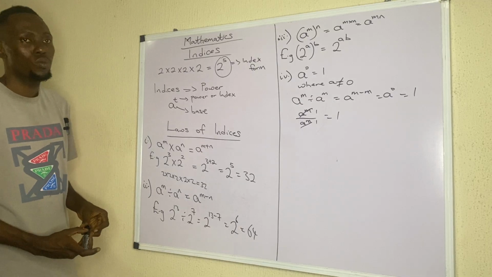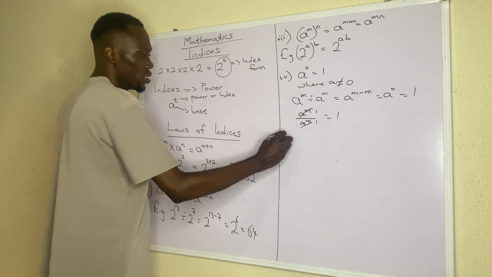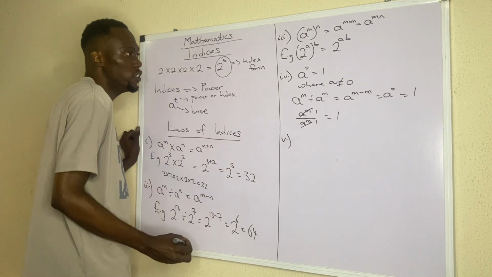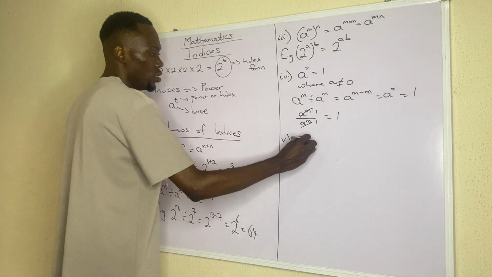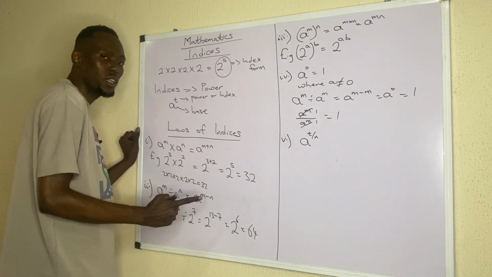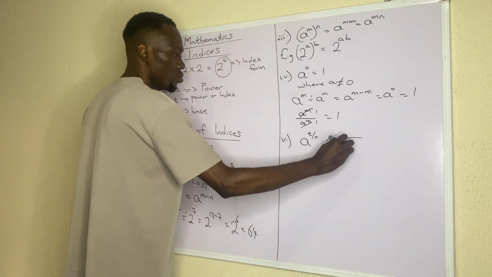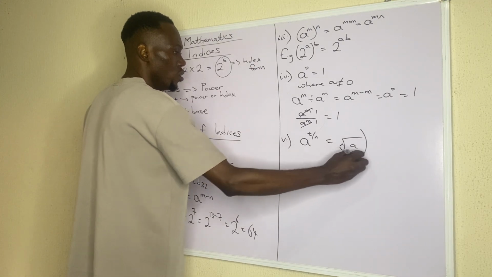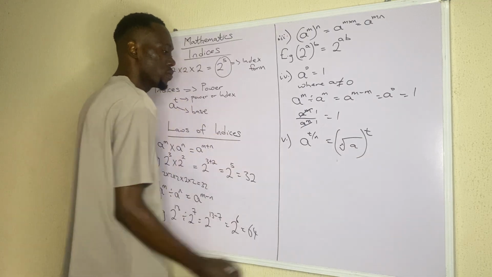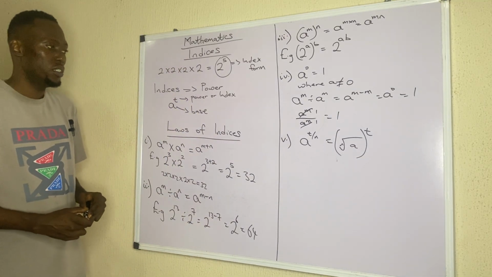Now the fifth law is what I call the fractional index law. The fractional index law states that a raised to the power t over n, how can I write this? a raised to the power t over n is the nth root of a, all raised to the power of t. The nth root of a, all raised to the power of t.